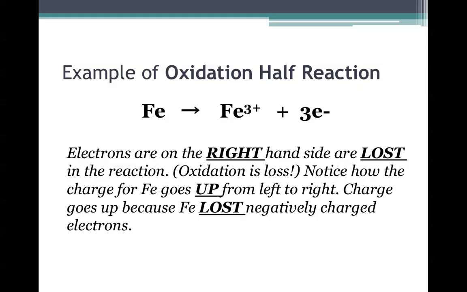Here's an example of an oxidation half reaction. Here you can see that we are simply placing the electrons on the right-hand side. This is very similar to when we did exothermic reactions, showing energy on the right when energy was lost. So here electrons are on the right because they're being lost in this reaction. Notice how the charge for Fe goes up as it's losing those 3 negative charges from the atom as it turns into an ion. And then again, this is oxidation because of that loss of electrons being shown on the right.